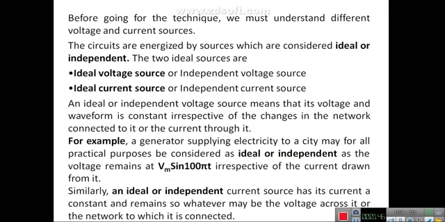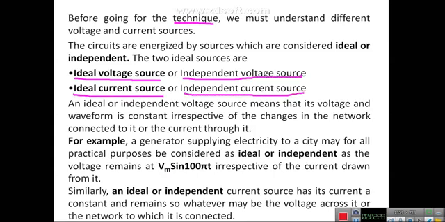Before going for the technique, we must understand the different voltage and current sources. As you know, the circuits are energized by sources which are considered ideal or independent. Whatever sources are used in an electrical network, those are called ideal or independent. There are two ideal sources. One is the ideal voltage source, or you can refer to it as an independent voltage source. Another one is the ideal current source or independent current source.